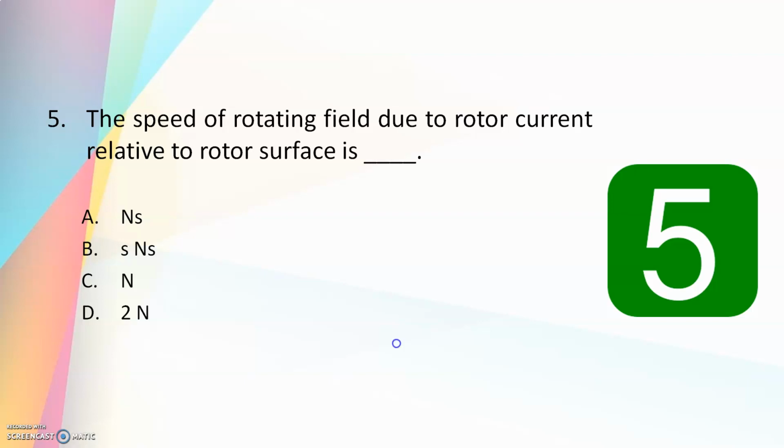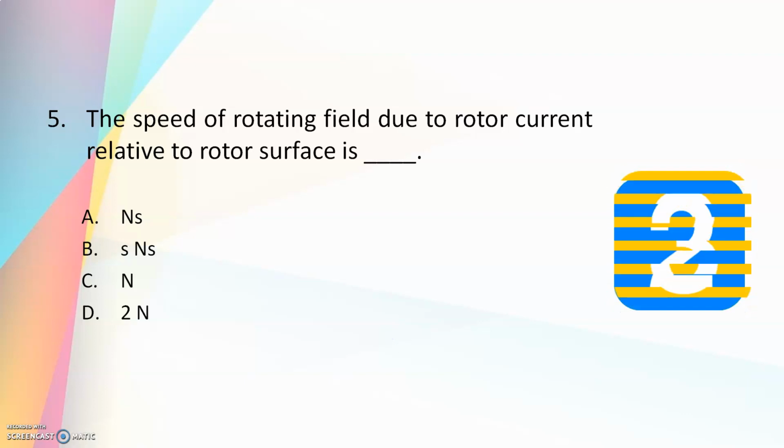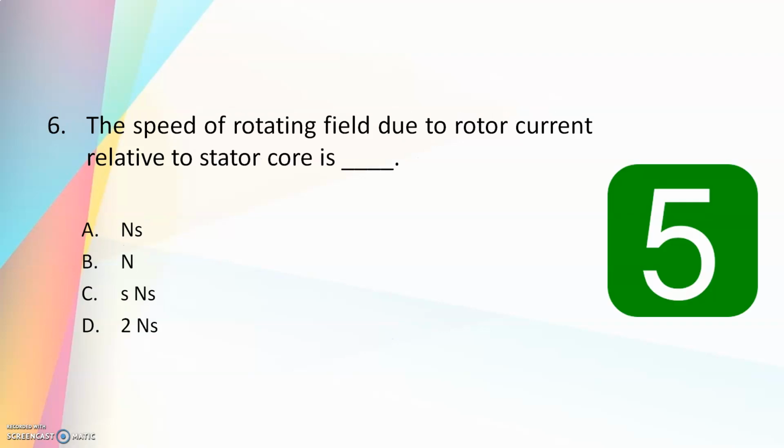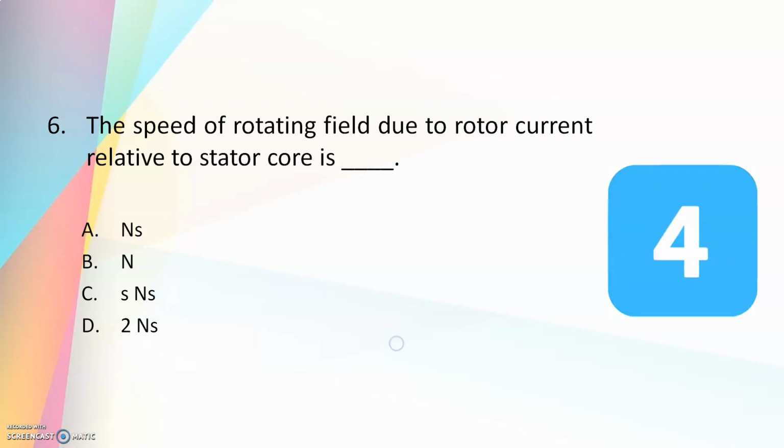The speed of rotating field due to rotor current relative to rotor surface is: ns, s·ns, n, 2n? And here you go. And the answer is s·ns, because the speed of rotating field due to rotor current relative to the rotor surface is slip times synchronous speed, because rotor also is rotating, so it is the slip times synchronous speed.